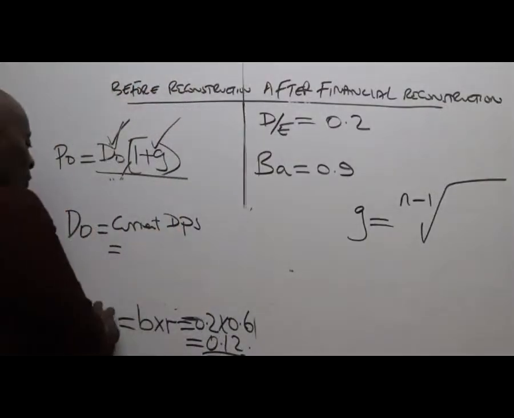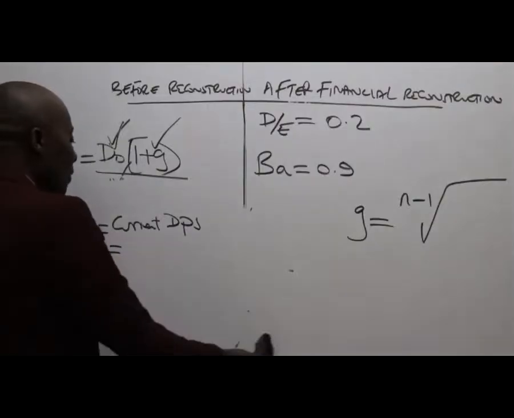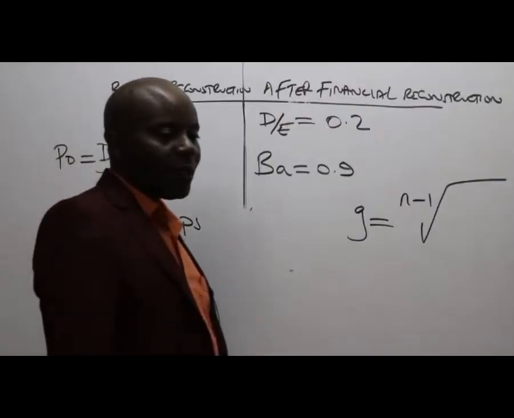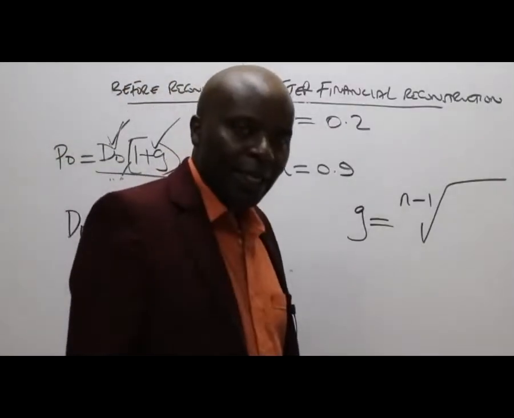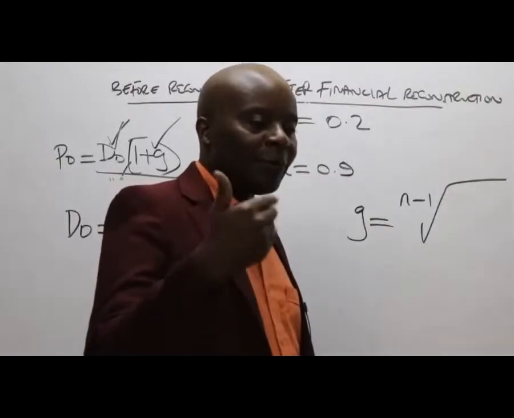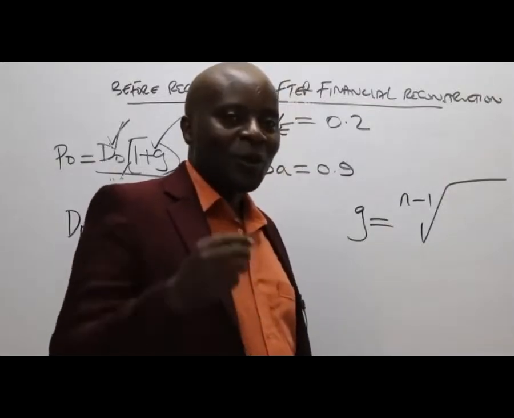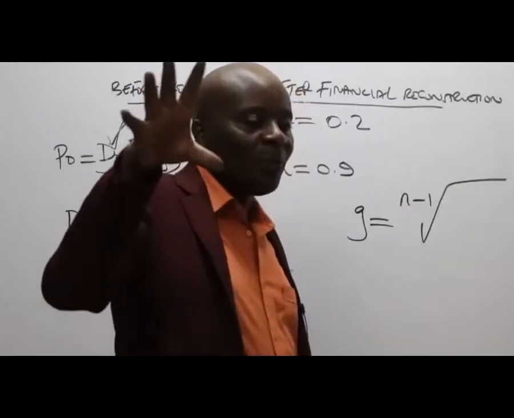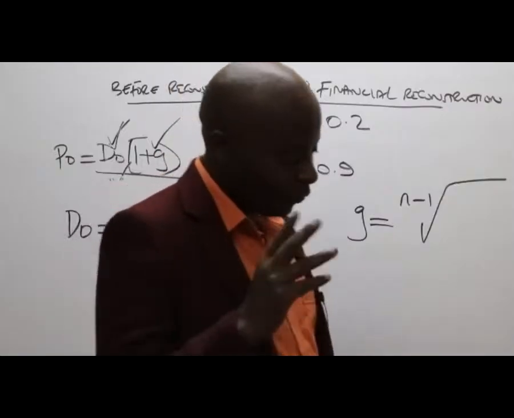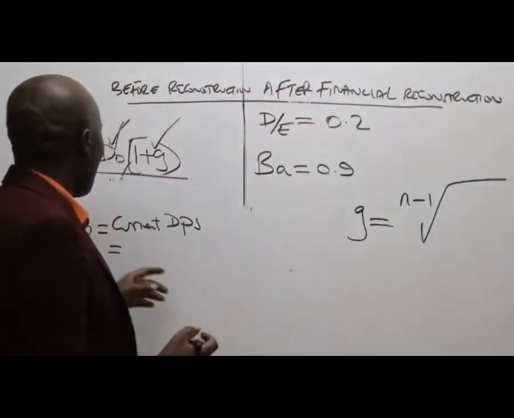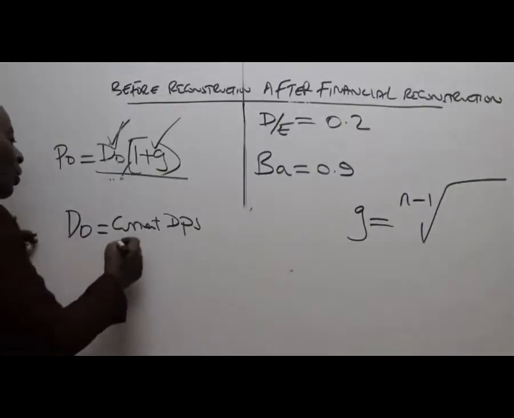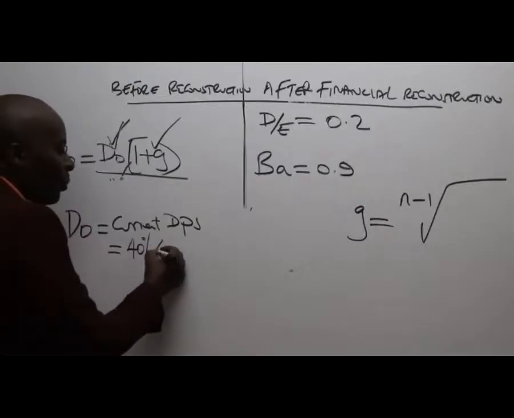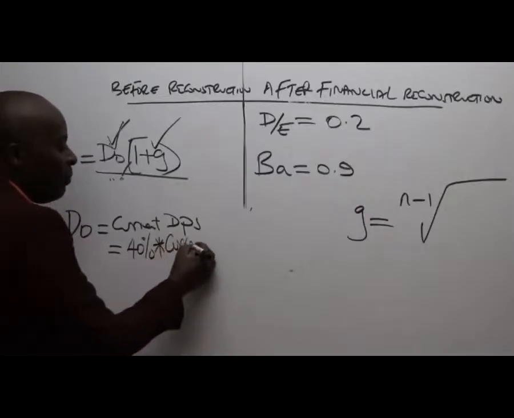Listen to me very well. You are the people who told me that the retention ratio is 60%. If the retention ratio is 60%, then we can easily get the dividend payout ratio. If we're retaining 60%, what percentage are we paying out? 0.4, 40%. So to get the current dividend, we take 40%, the dividend payout ratio, and multiply it with the current EPS.